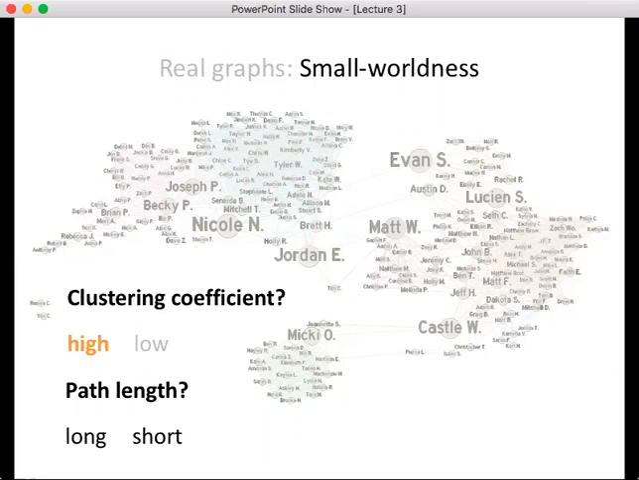And second question, path length. You remember we said in path length, so how is the path length here?